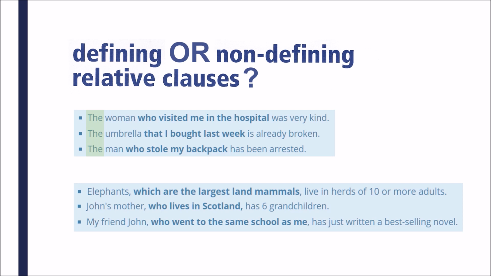So when you're trying to give me information about something or someone that is specific, you have to define for me who or what you are talking about. When you say the woman, you have to tell me which particular woman you are talking about. In this case, it is not just any woman, it is the woman who visited me in the hospital.